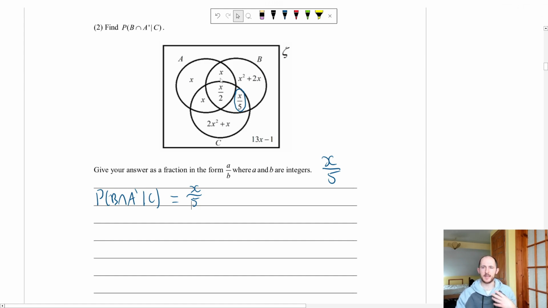Every probability on a Venn diagram has to add up to 1. So if I add all of these x's up, so x over 2, x squared plus 2, blah, blah, blah, blah, it should equal 1. So this is actually just solving quadratics. That's it.